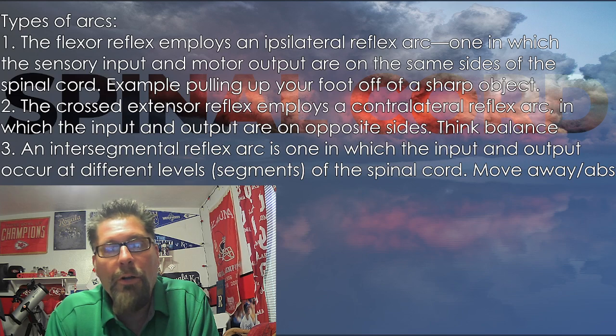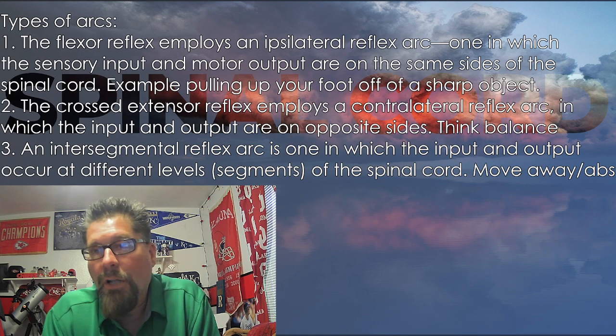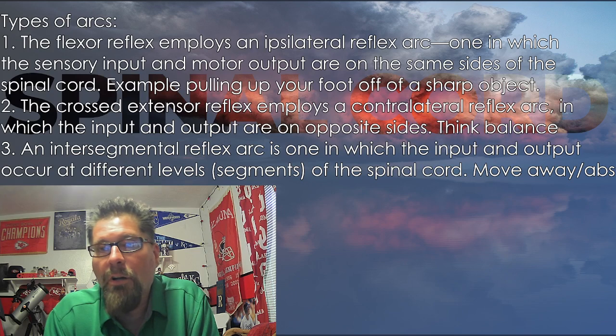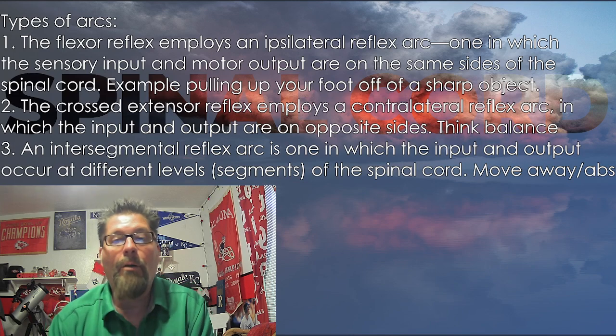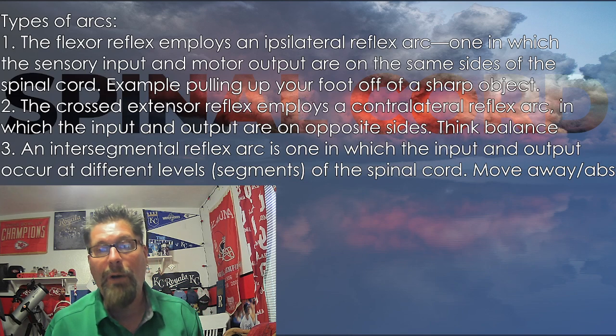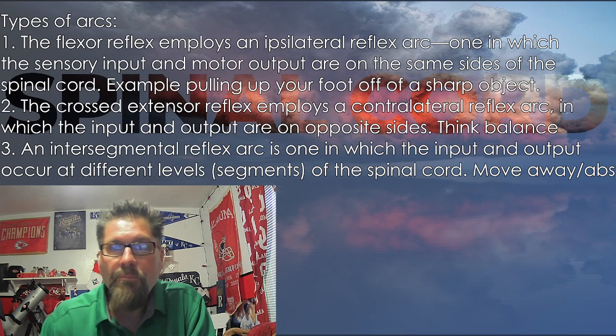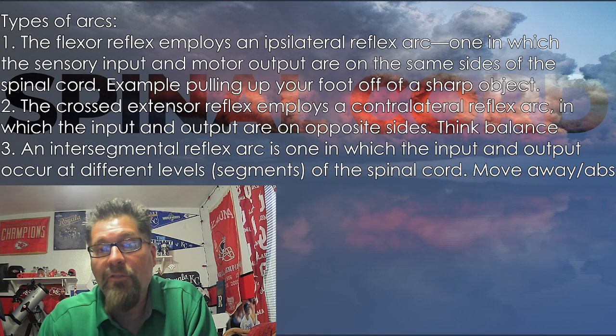Just one motion is going on, and we looked at the cross extensor. That's a contralateral reflex arc. In other words, now two things are going on. We've got the first action, but then we got a second action to counterbalance the first action. And again, lots of information above me there. Just be sure to capture it all.